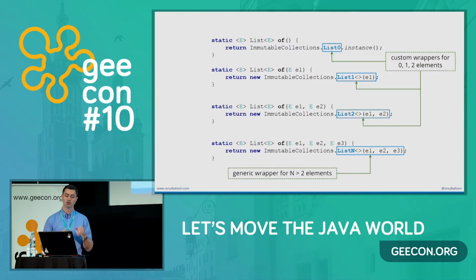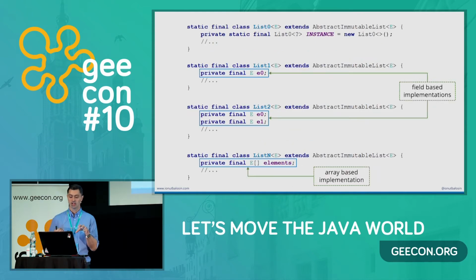On top of that, if we zoom inside the of methods, they are backed by these wrappers: List0, List1, List2, ListN. List0, 1, and 2 are custom wrappers in case of 0, 1, or 2 elements. And the last one, ListN, is a wrapper that comes into play if there are more than 2 parameters, starting with the third one actually. How do those look? List0, the top one, is very simple. It contains nothing. List1 contains only one element. List2 contains E0 and E1, 2 elements, and then there is the array that I was talking about.